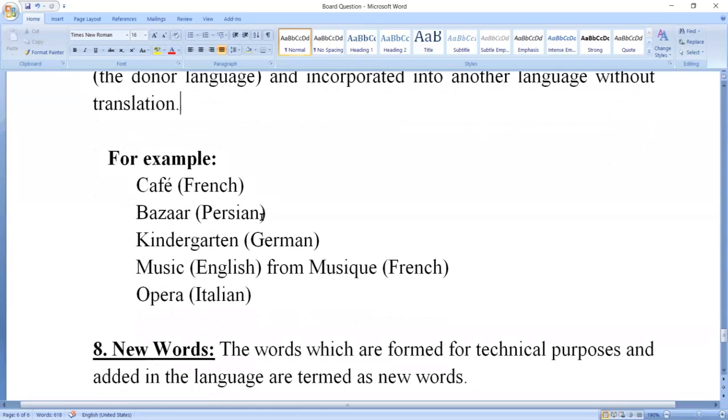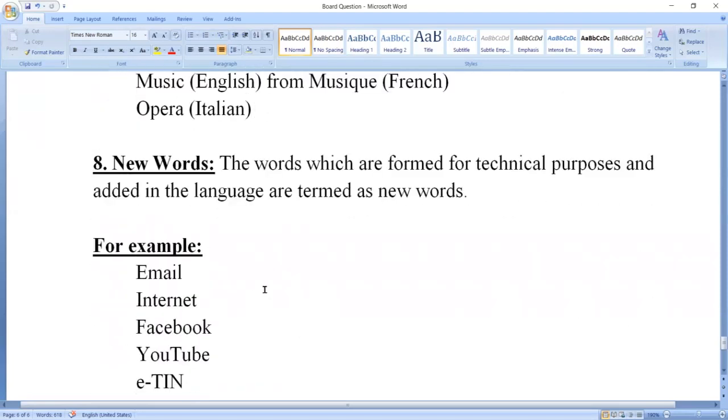So here are some examples, like cafe is a French word, but we also use this word in English. Bazaar is Persian. Kindergarten is German. Music is English, but it has come from musique, that is a French word. Opera is an Italian word, but we use all these words in our English. Okay, so in this way, we can borrow or collect words from other languages to mean the same thing, and the word remains the same as it was in the donor language or the main language. Okay.